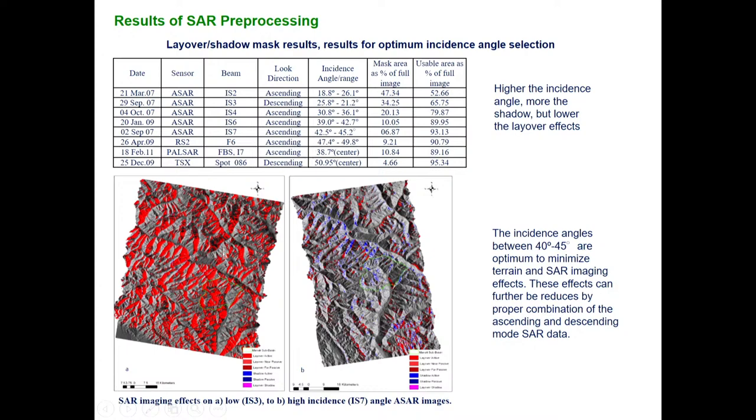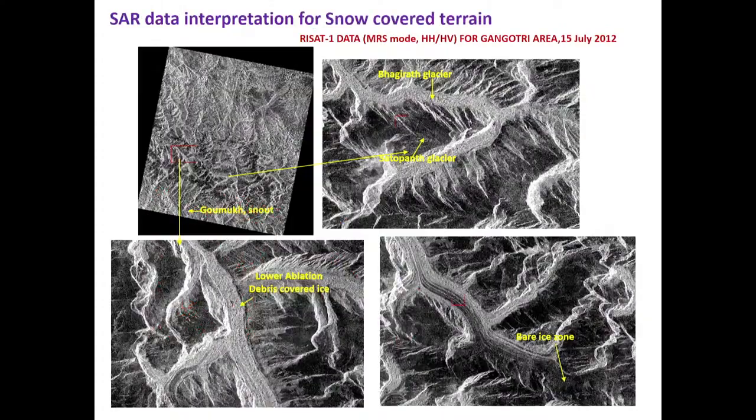If I use a low incidence angle, most of the area goes into layover and shadow. And if I use high incidence angle data, I get fewer layover and shadow issues in the data. So while doing the analysis, I should choose the data accordingly, depending on what kind of analysis I want to perform and what kind of data I have. It is always preferable to go for higher incidence angle data for snow cover mapping.